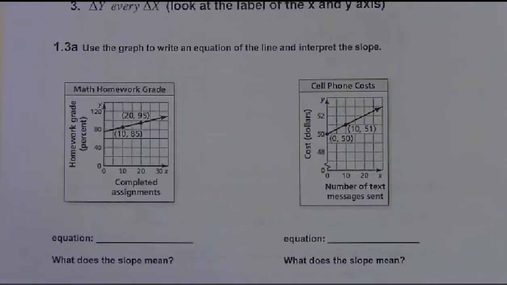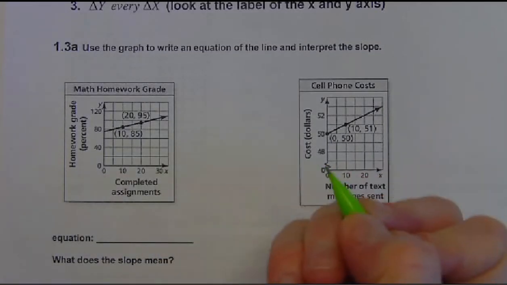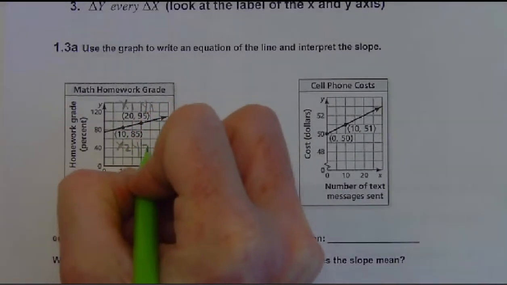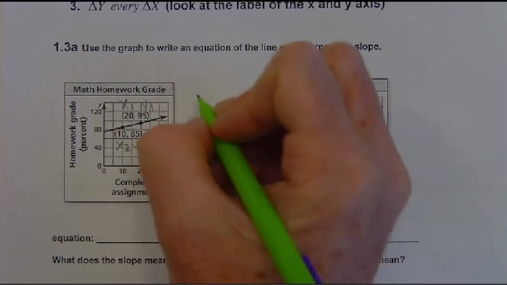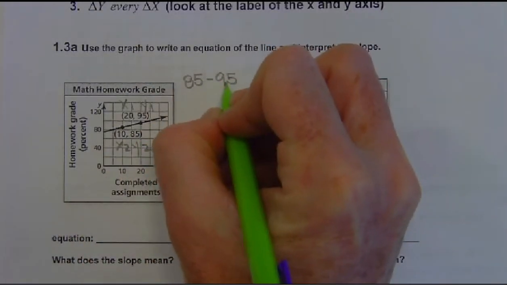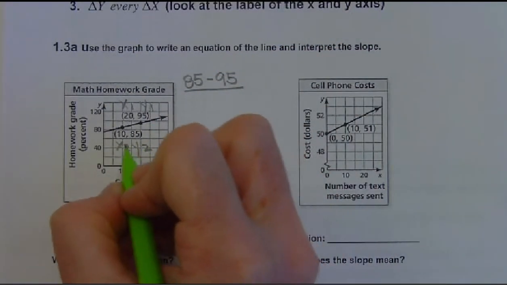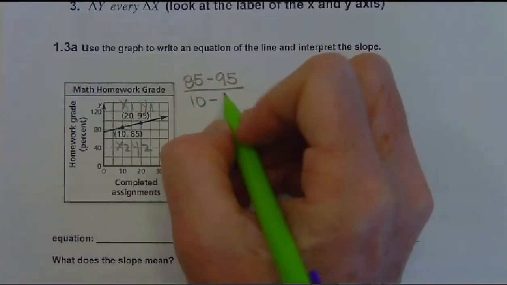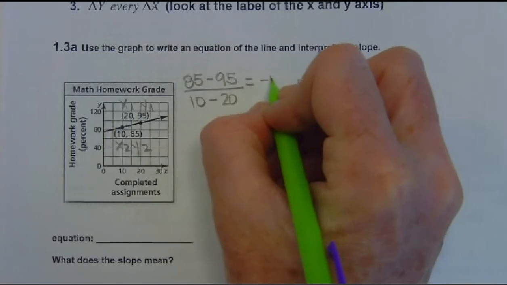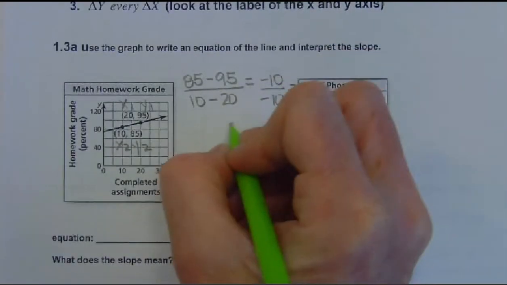So in our first example, the first thing we are going to do is we are going to call this x1, y1, x2, y2. So I'm going to take y2, 85, minus y1, 95, over x2, 10, minus x1, 20. So I have a slope of negative 10 over negative 10, which just equals a slope of 1.